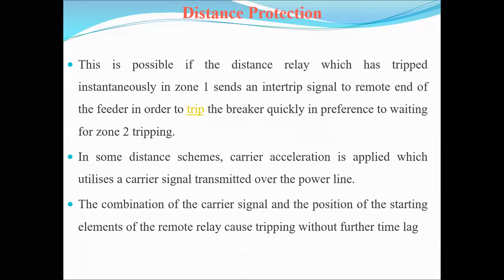Suppose any faults are obtained near Zone 1; in that case, instantaneously that Zone 1 relay coil is operated. That means the Zone 1 relay coil is operated and sends a tripping command to the circuit breaker, and then the circuit breaker trips the Zone 1 feeder line. For Zone 2 trippings, the breaker waits.